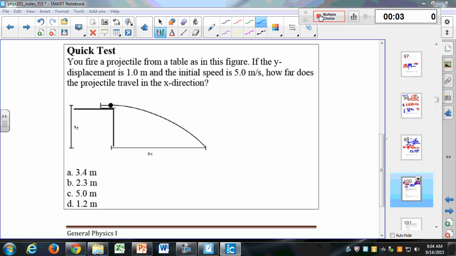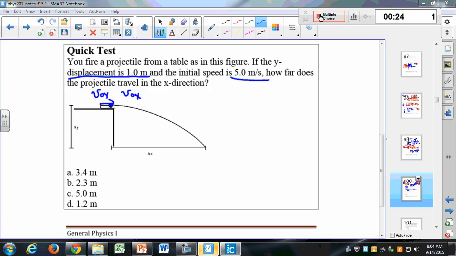So here, the displacement is 1 meter. The initial speed is 5 meters per second. Notice that it's fired horizontally, so that tells you something about V naught y and V naught x. You need to think about what that tells you about those two velocities. And we want to determine how far it travels in the x direction.